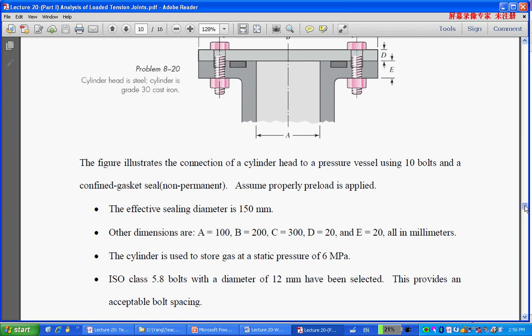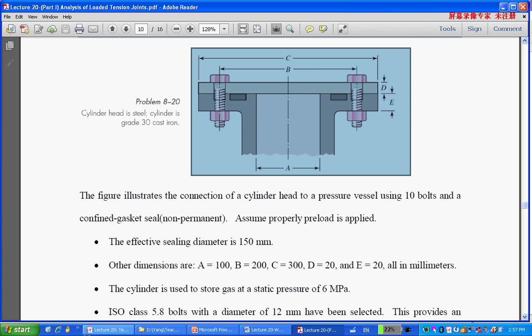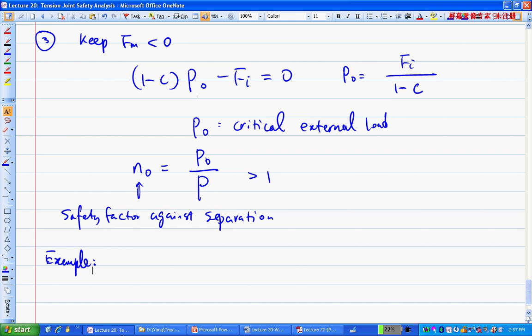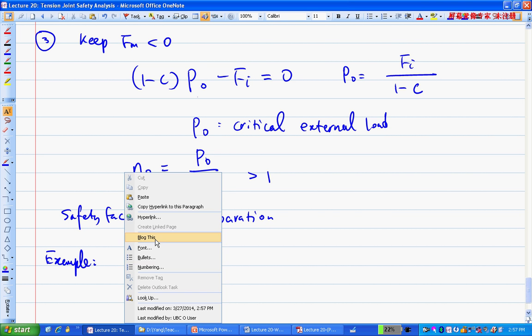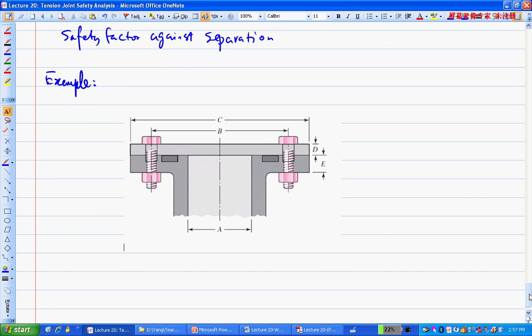Yeah, so let's take a look at this one here. That's very much similar to what we did in the previous lecture. In the previous lecture we derived the safety factor, and we derived the stiffness for the bolt and the member here, right? So now let's look at the overall joint safety.